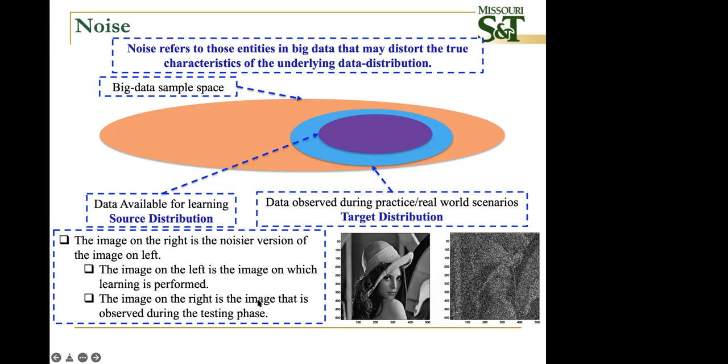So the image on the right is the image that is observed during the testing phase. Typically what happens is many of us use this image to learn. So it learns nicely. But then when we try to test with an image like this with a lot of noise, the classifier doesn't really work well in the presence of such noise. So that's the problem. We call that noisy.